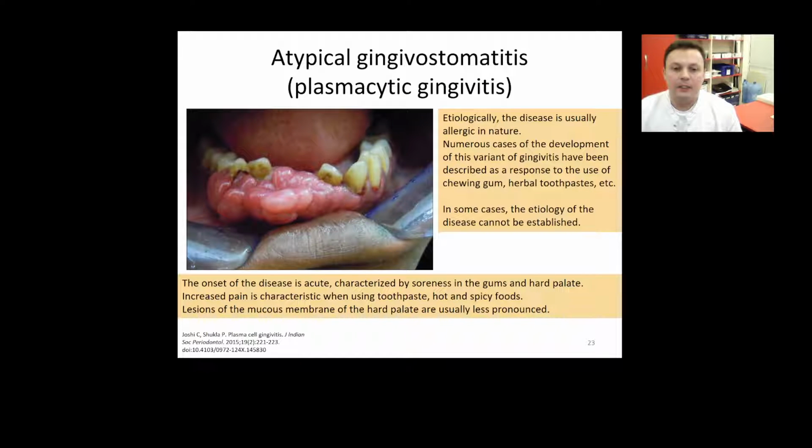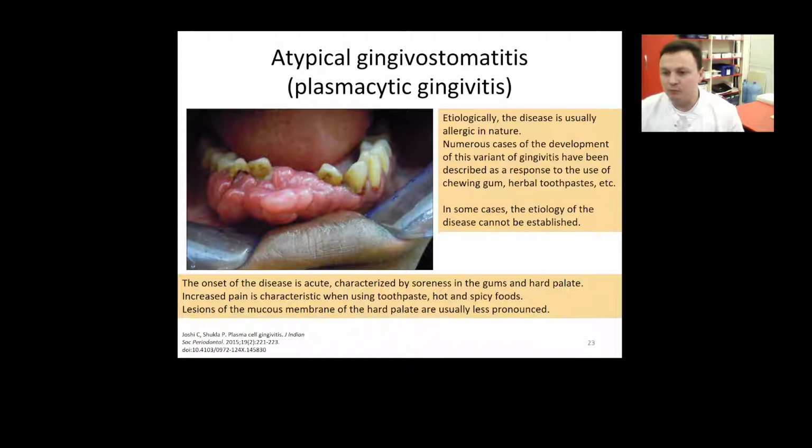Atypical gingivostomatitis, or plasmacytic gingivitis. Etiologically, the disease is usually allergic in nature. Numerous cases of the development of this variant of gingivitis have been described as a response to the use of chewing gum, herbal toothpastes, and others. In some cases, the etiology of the disease cannot be established. The onset of the disease is acute, characterized by soreness in the gum and hard palate. Increased pain is characteristic when using toothpaste, and hot and spicy food.